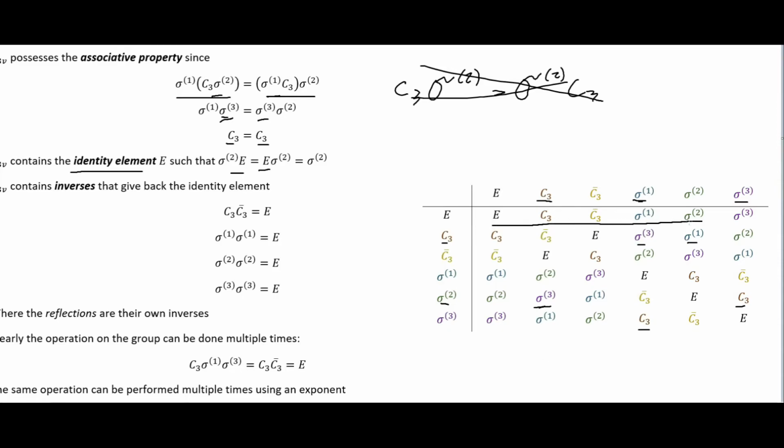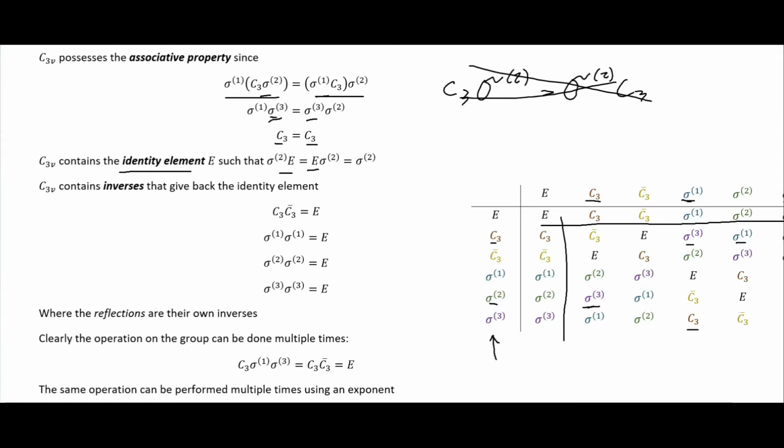That's why this first row and this first column are just a recapitulation of our top and side here, because the E is our identity element, so it always just gives us back the same thing. And we have inverses, and so C3 then C3 bar is just the identity, and that makes sense because if you rotate counterclockwise 120 degrees and then rotate clockwise 120 degrees, you're just going to get back to the same thing you were before. And then our sigmas here are their own inverses, and that makes sense. If you have your triangle here and you reflect this way and then you reflect back that way, you're just going to get back to the same thing that you had there.